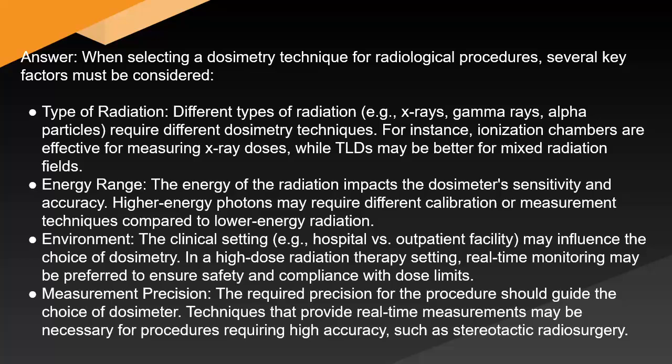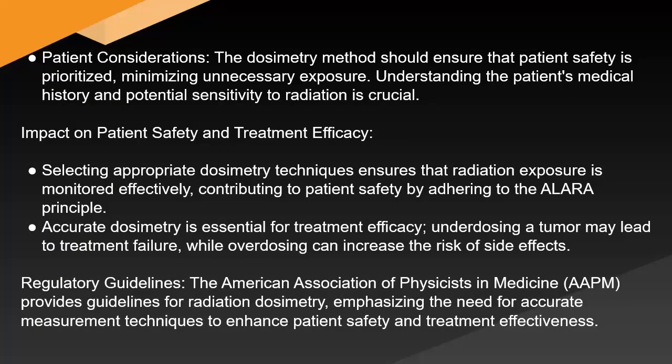Environment. The clinical setting, e.g., hospital versus outpatient facility, may influence the choice of dosimetry. In a high-dose radiation therapy setting, real-time monitoring may be preferred to ensure safety and compliance with dose limits. Measurement precision. The required precision for the procedure should guide the choice of dosimeter. Techniques that provide real-time measurements may be necessary for procedures requiring high accuracy, such as stereotactic radiosurgery. Patient considerations. The dosimetry method should ensure that patient safety is prioritized, minimizing unnecessary exposure. Understanding the patient's medical history and potential sensitivity to radiation is crucial.